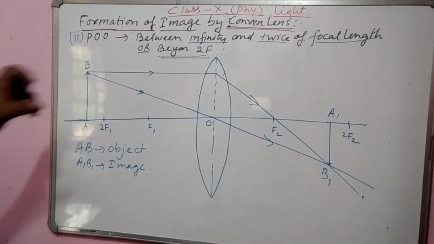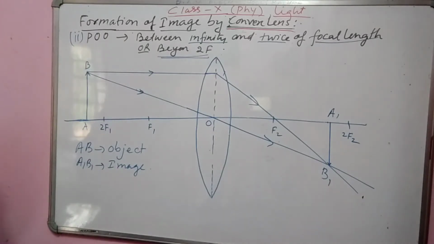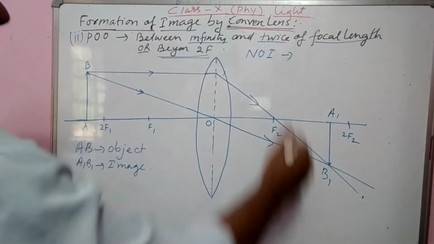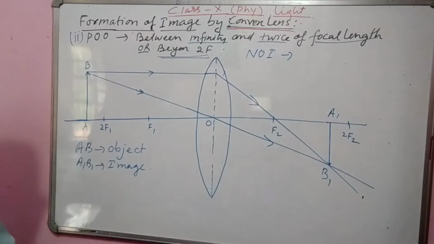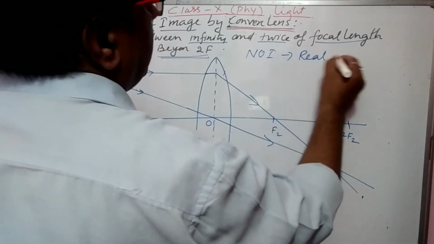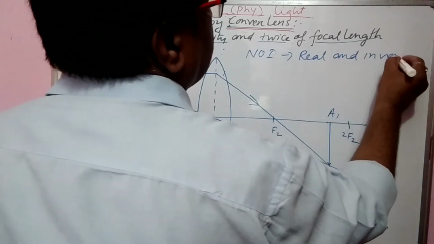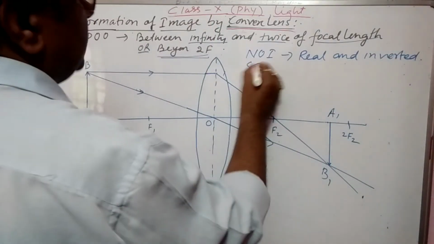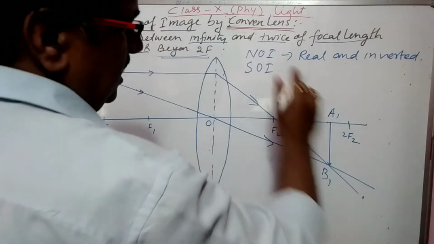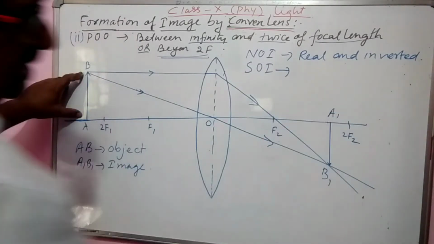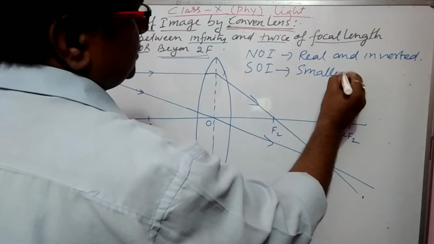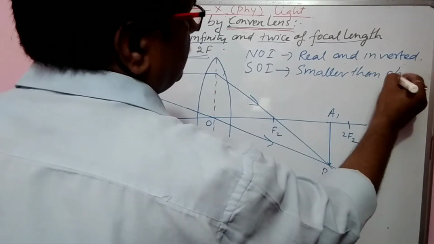Now looking at this ray diagram, you can write the nature of the image. You can see it is inverted and it is formed due to the actual intersection, so it is real and inverted. Size of image: you can see AB is larger than A1 B1. So A1 B1 is the image, which is smaller than the object. So we can write here, size is smaller than object.